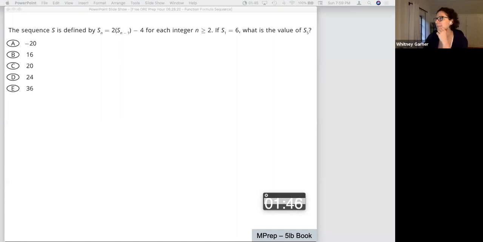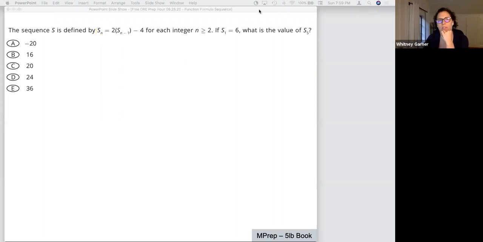All right, so a little bit of a tweak, right? It still feels very functiony, but we noticed when we had the f of x, we would read that f of x. We read this sequence notation slightly differently. We use the word sub. So this is going to be s sub n. This is s sub n minus 1.